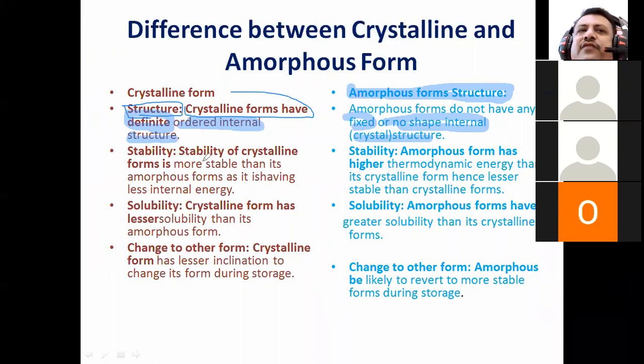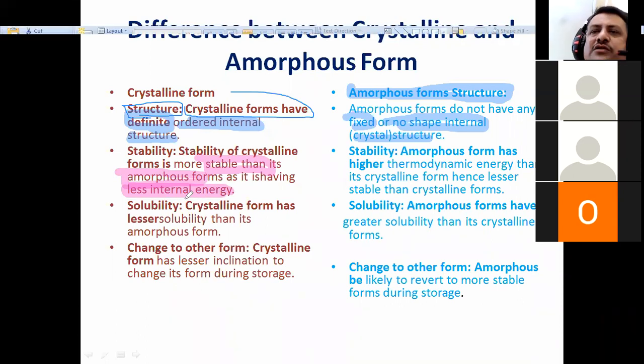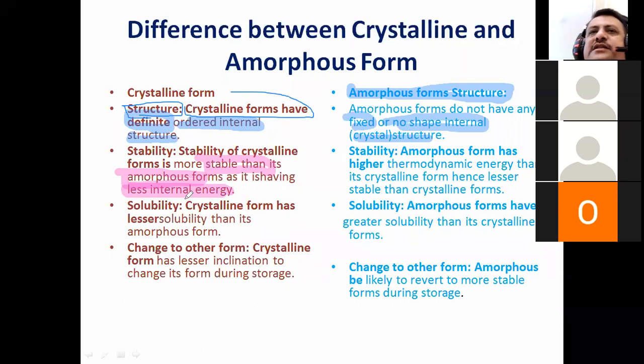The crystalline form is more stable than its amorphous form, as it has less internal energy. In terms of thermodynamics, or in terms of energy released from the crystalline form, it is very less. They have very little internal energy, and that is the reason they are more stable as compared to the amorphous form.